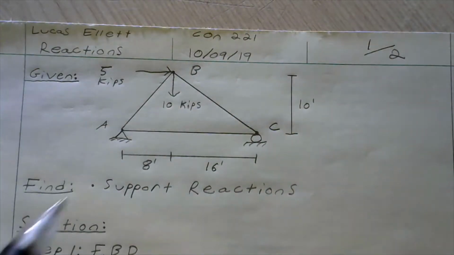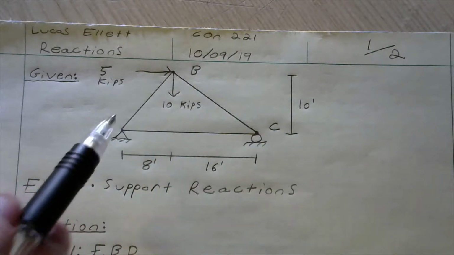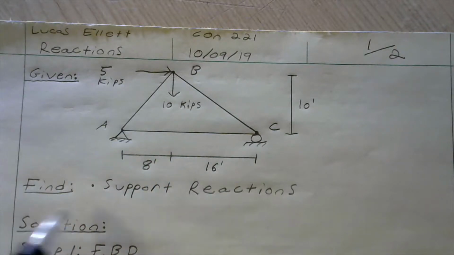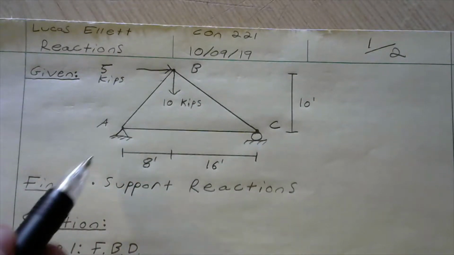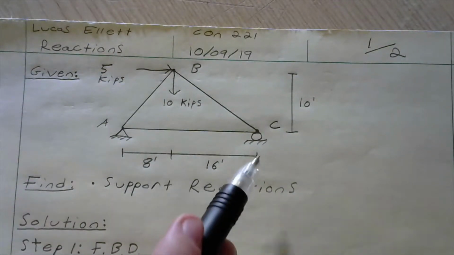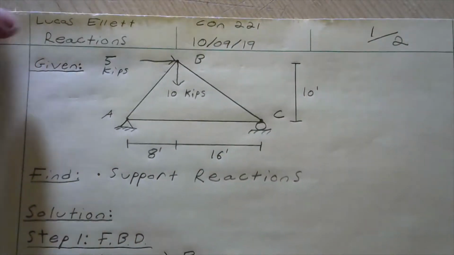So this is the problem that we're given right here, and we're going to find the support reactions. There's going to be 2 reactions here at this pin support and 1 reaction at this roller support. So I'm going to move on to the solution.